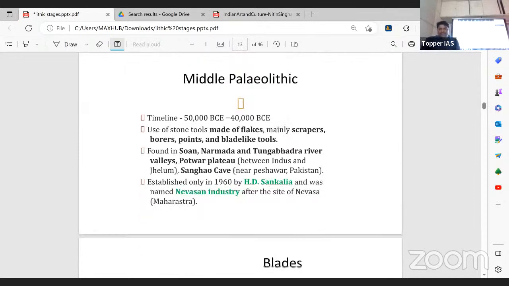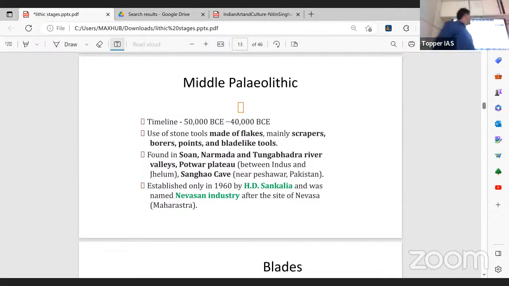Then middle Paleolithic, 50,000 to 40,000 BC. What is the difference? Basically the stone tools were made of flakes: scrapers, borers, points, especially blade-like tools. They used tools that were sharp on both sides more. So that is the difference.